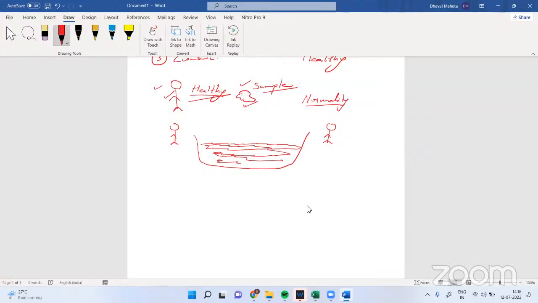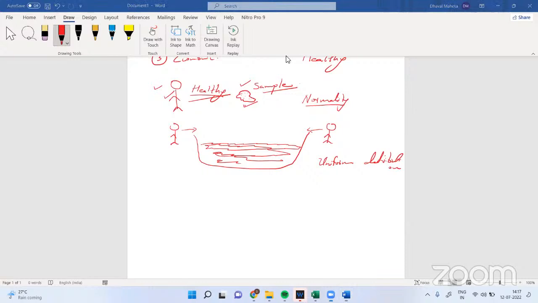Everything has been well stirred, well dissolved. Does it matter then from which side you are testing the soup? No. And this is the classical case of uniform distribution. Right? Uniform distribution. Things are constant. There is no change which is happening.